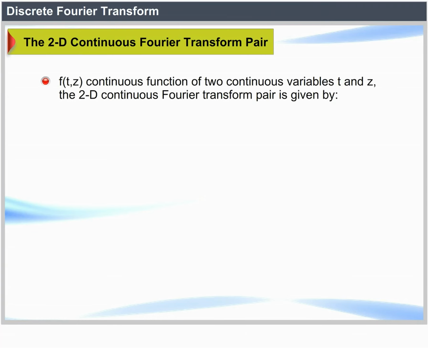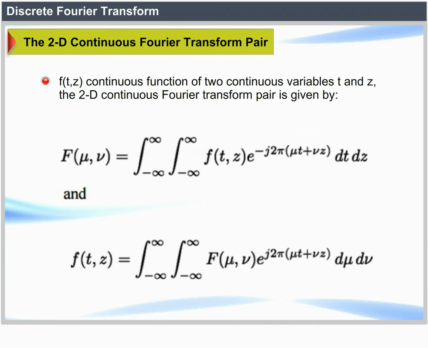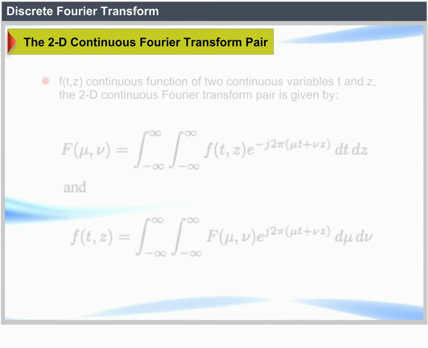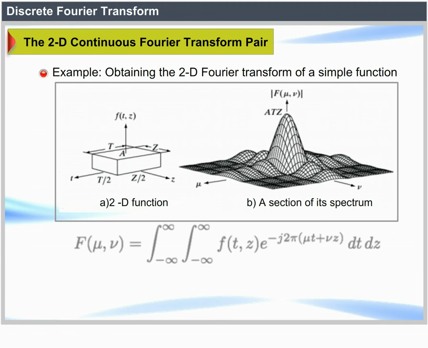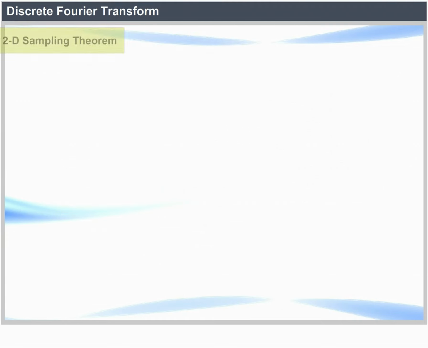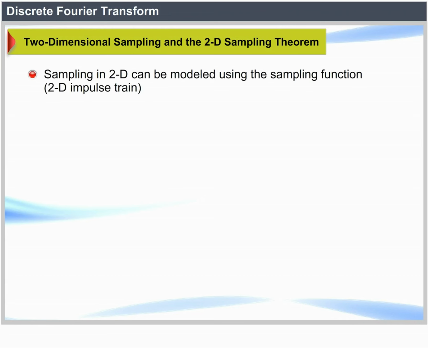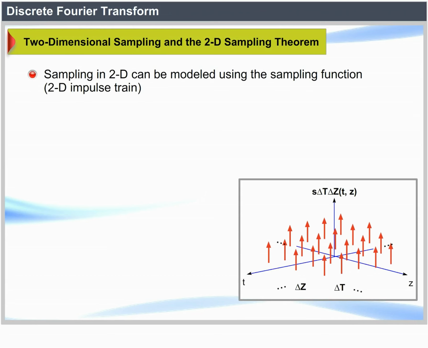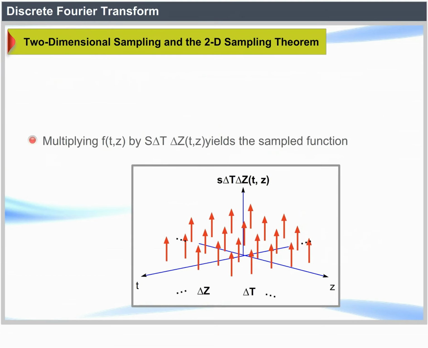Two-dimensional sampling and the 2D sampling theorem. Sampling in 2D can be modeled using a sampling function, a 2D impulse train, as per the equation shown on the screen. Multiplying f of t, z by s delta t delta z of t, z yields a sampled function. F of t, z is said to be band limited if its Fourier transform is 0 outside of a rectangle minus mu max, mu max and minus mu max, mu max.